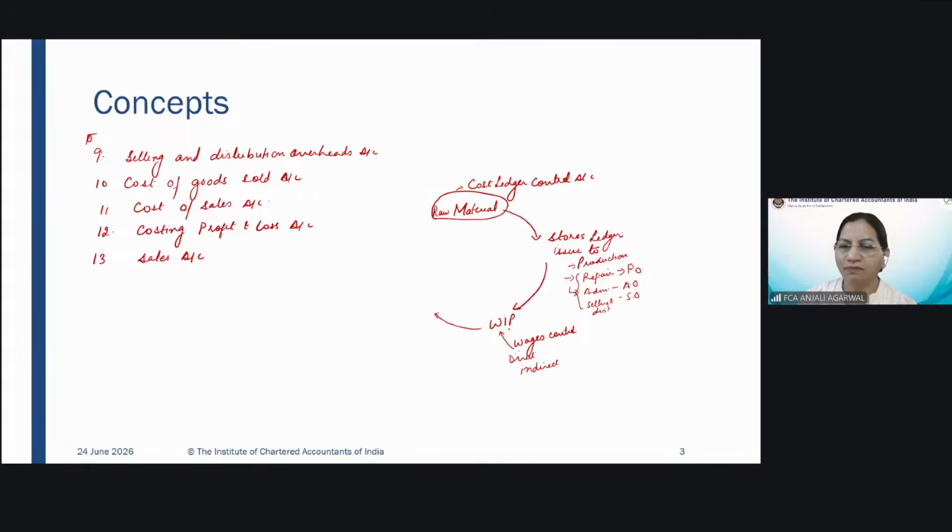Now you have incurred the material and wages on your work in progress, but work in progress comprises one more expense, which is your production overheads. So you pass another entry for whatever production overheads you have incurred, which will be production overhead debit to cost ledger control account.